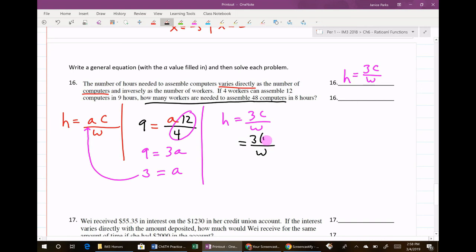48 can assemble 48 computers in 8 hours. So I'm going to multiply both sides by W. That's how you can get the W out of the denominator. So 8W equals 3 times 48, which is 144. And if you divide by 8, you get 18. That's W, so it should tell you that it's not hours, it's 18 workers.